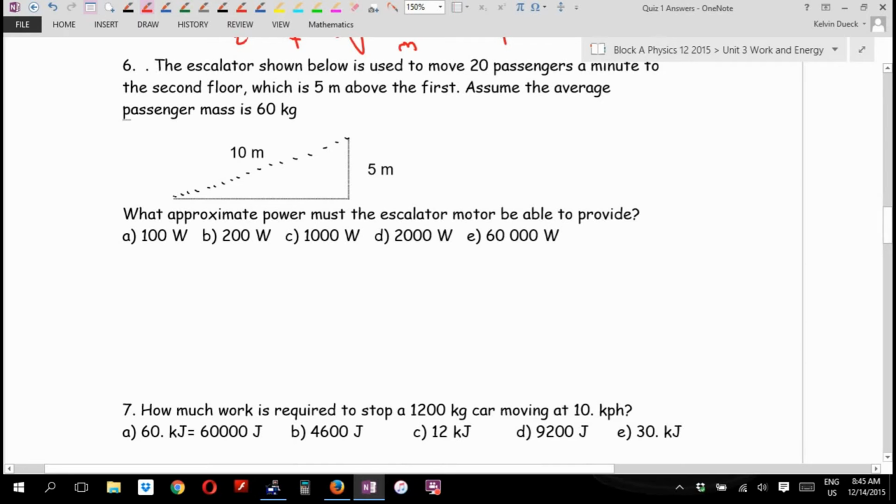Escalator. An escalator shown below is used to move 20 passengers a minute. You know what? I think they snuck the time in. I think the time is going to be 60 seconds. I don't know. Let's see. Which is 5 meters above, to the second floor, which is 5 meters above the first floor. Assume the average passenger mass is 60 kilograms. Check. What approximate power must the escalator power?